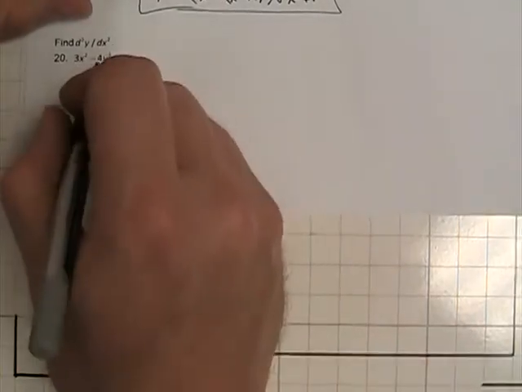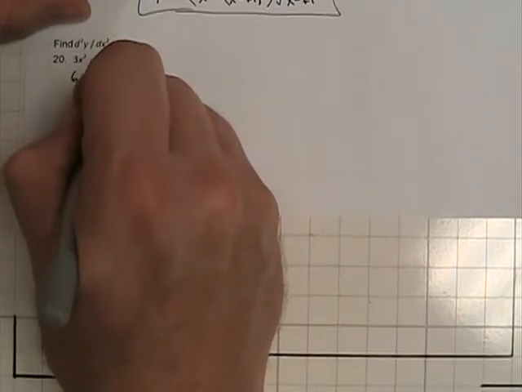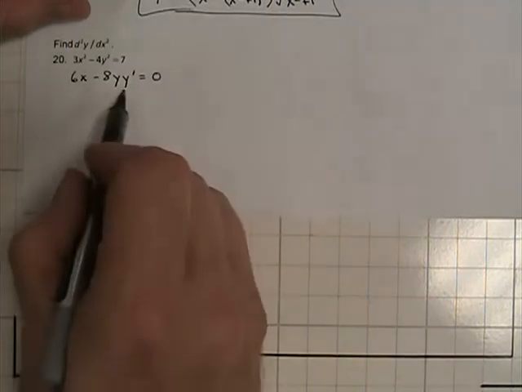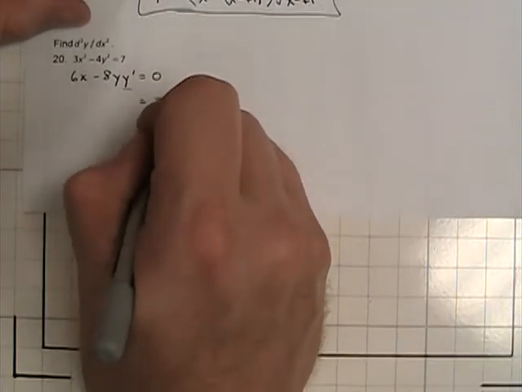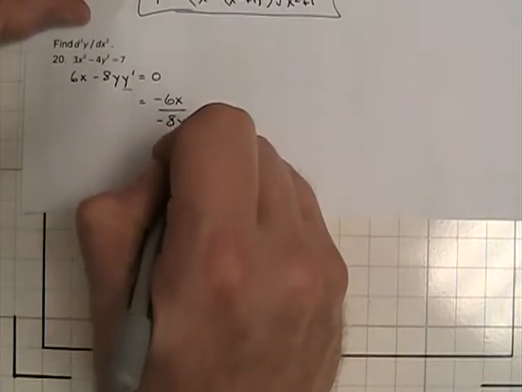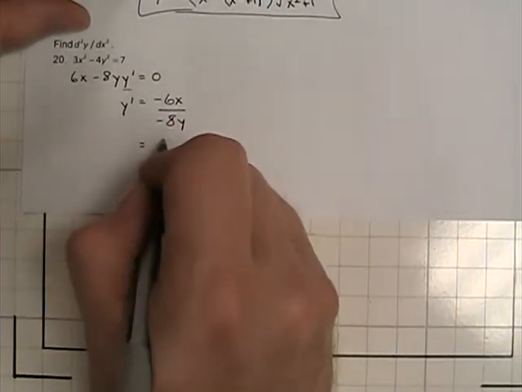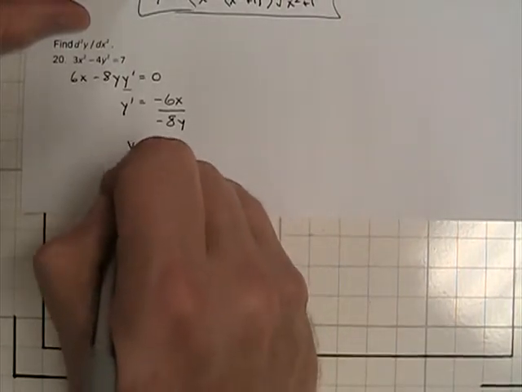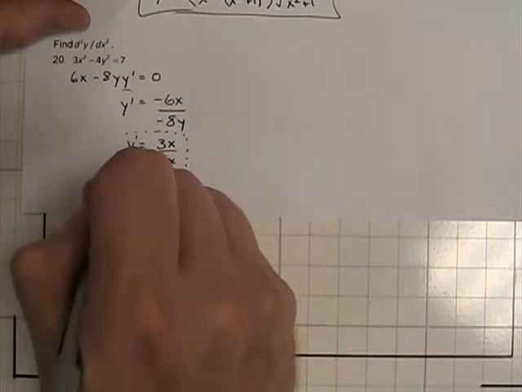Okay, so the first part's pretty easy. The first derivative, 6x minus 8y y prime equals 0. We'll solve for y prime, so subtract 6x from both sides and divide by negative 8y. Simplify: y prime equals 3x over 4y. So we might need this result later.